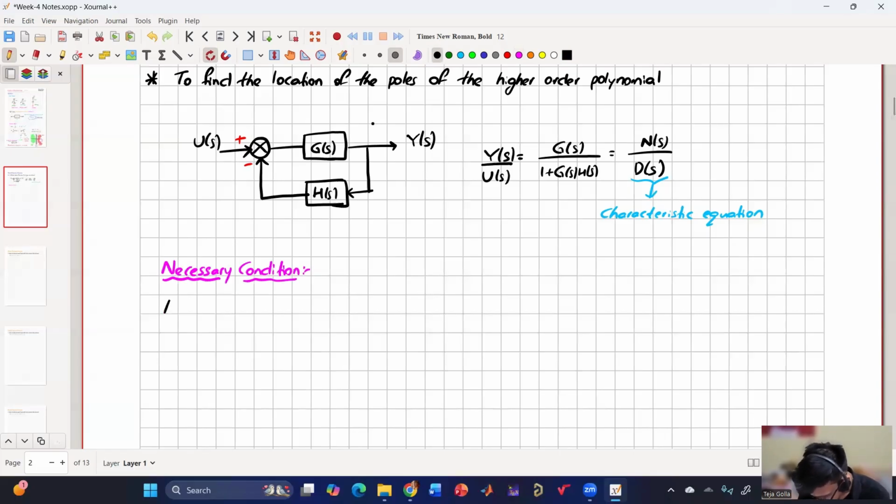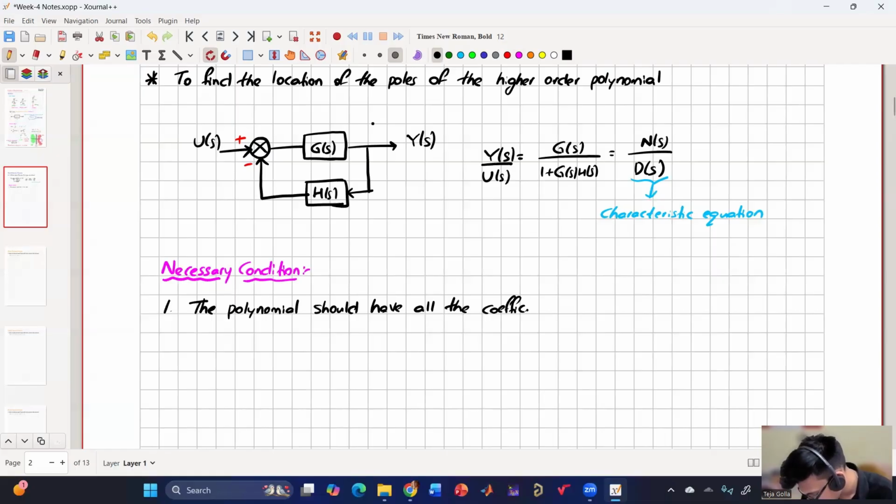So first point is the polynomial should have all the coefficients. Say I have s cube plus 1s square plus 2s plus 3. If the polynomial has all the coefficients, then one of the necessary conditions is met.